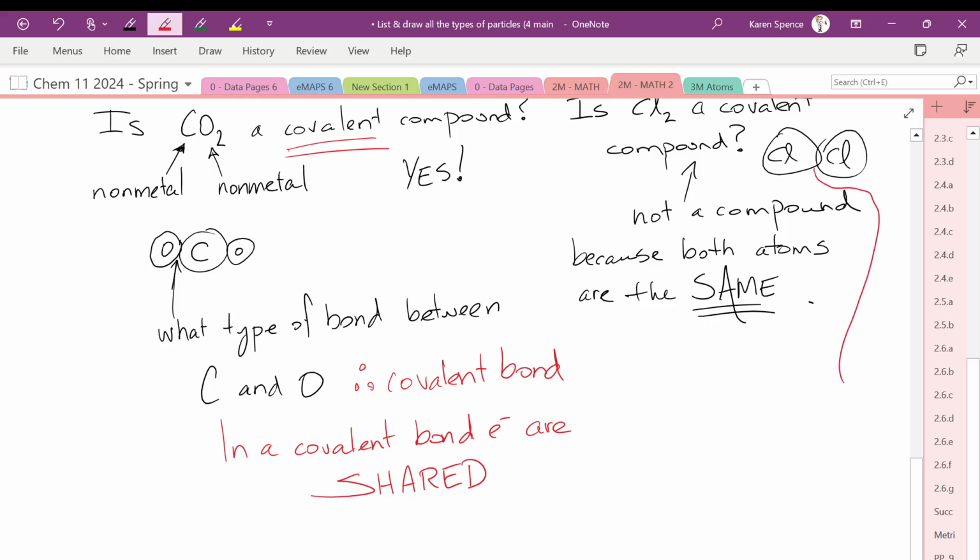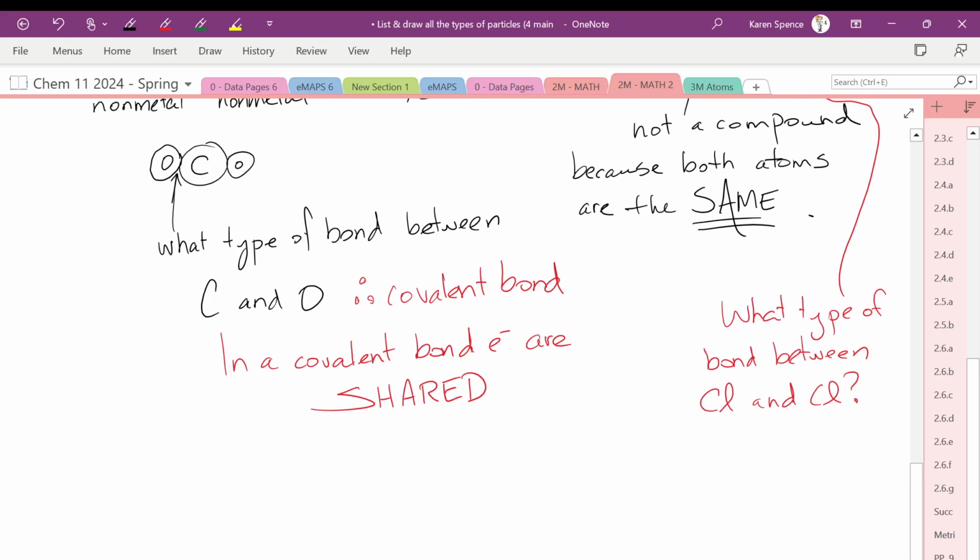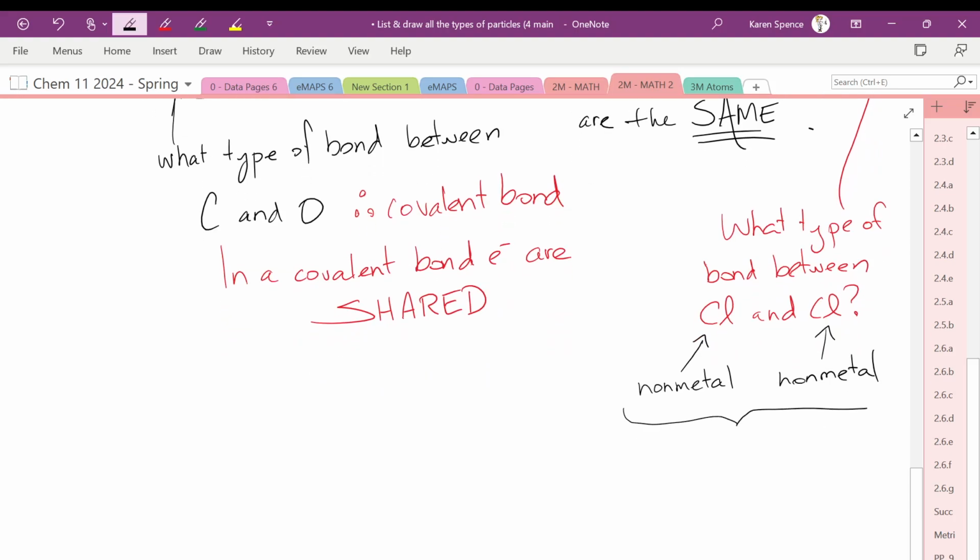What type of bond is between the Cl and the Cl? What type of element is Cl? Go look on your periodic table. Non-metal. What type of bond forms between nonmetals? Covalent bonds form between nonmetals. Always.